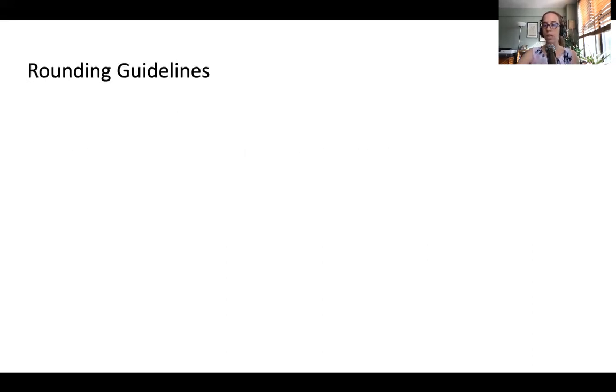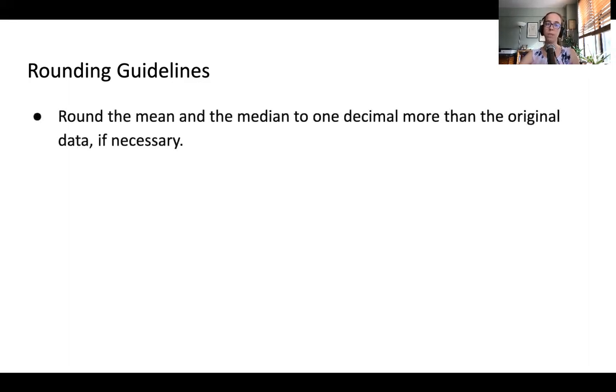So when you're finding the mean, median, and mode, everyone always wants to know how they should round. The rounding guidelines are that you should round the mean and the median to 1 decimal place more than the original data. And we don't round the mode since the mode is necessarily one of the original data values.